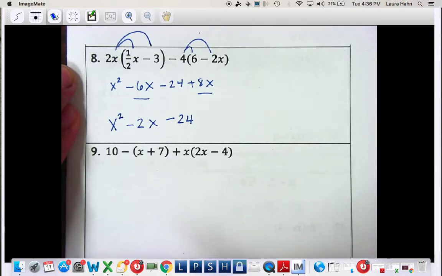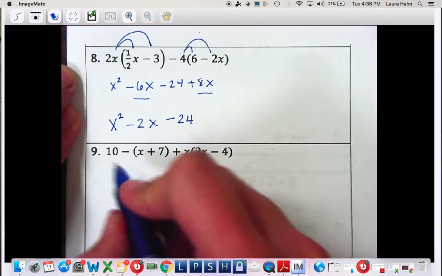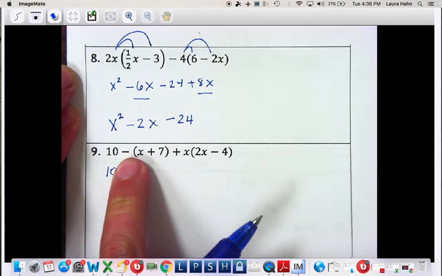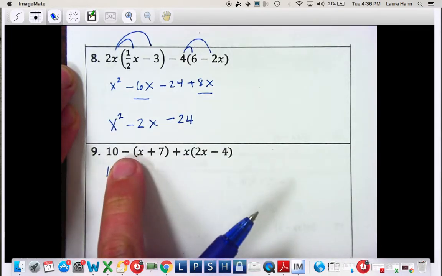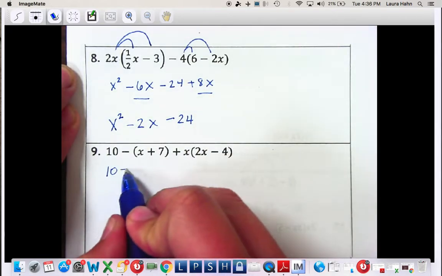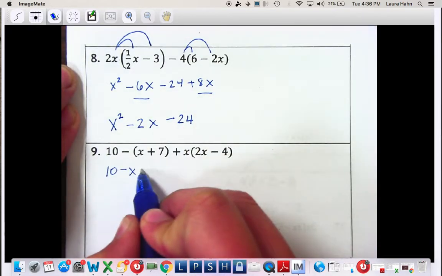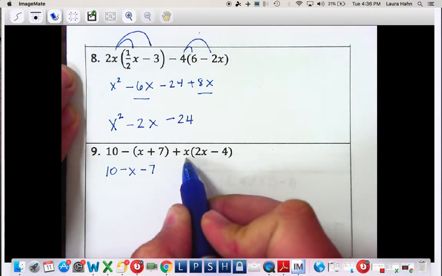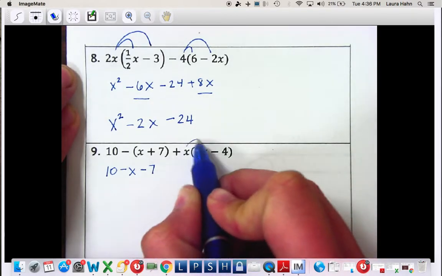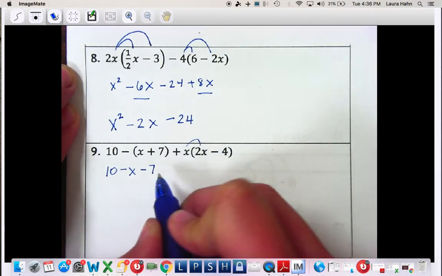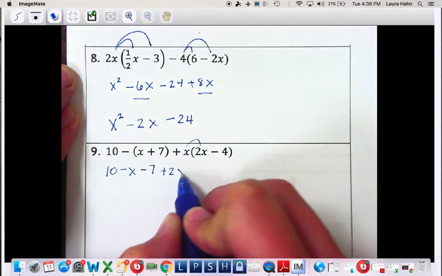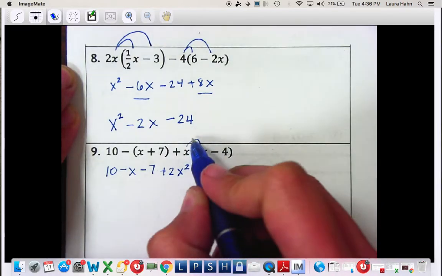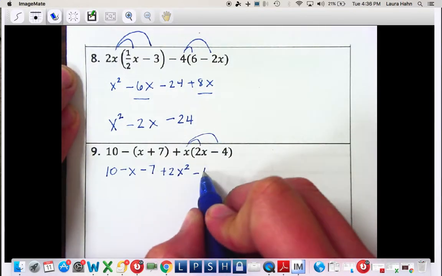Okay, on 9, this 10 is out front by itself, so that 10 just drops. What I am distributing is that negative sign. And remember, when you multiply by a negative, it just makes everything opposite. So the opposite of a positive x is a negative x. The opposite of plus 7 is a minus 7. Here we have to distribute the x. X times 2x is going to give us 2x squared, because x times x. Now I have x times negative 4, which is a negative 4x.